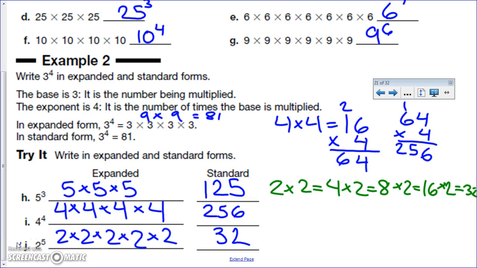Please make sure you have all of this work copied down in your math notebook. Glue both pages in, and then you are ready for the lesson tomorrow.